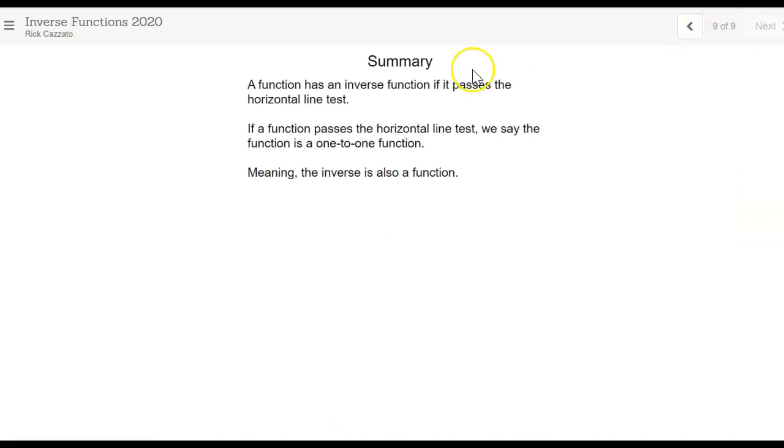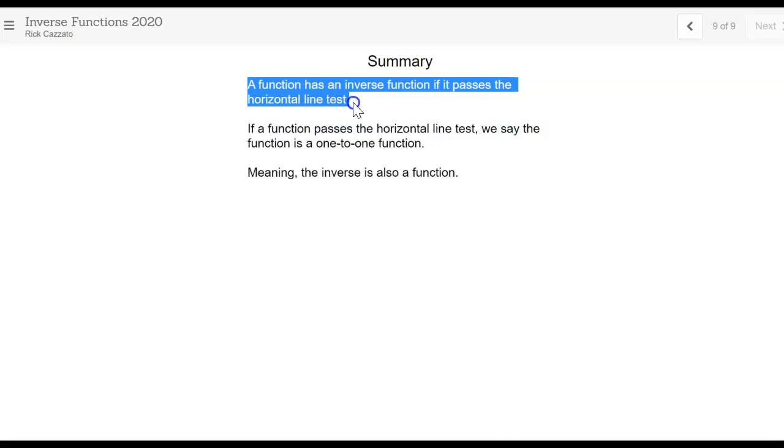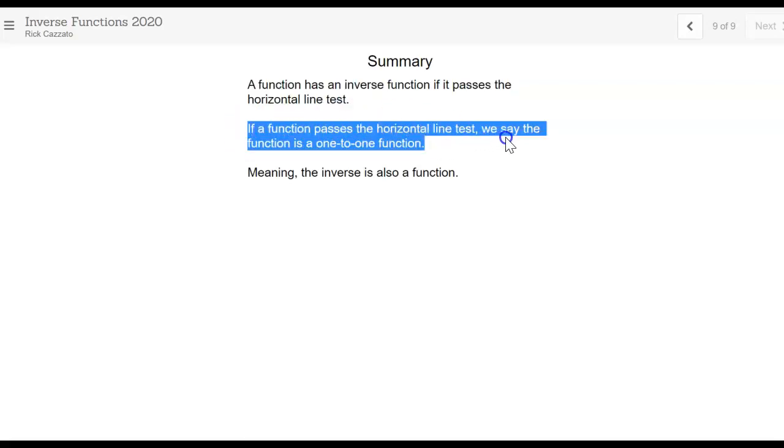So here's a summary. If a function passes the horizontal line test, then the inverse function exists. So a function has an inverse function if it passes the horizontal line test. And hopefully that makes sense because the x's and y's are switching. The vertical line test tells you if it's a function. So the horizontal line test that I'm highlighting here tells you if the inverse is a function or not. We give a special name. If a function passes the horizontal line test, we say it's a one-to-one function. What does that mean when we say a function is one-to-one? It means the inverse is also a function.